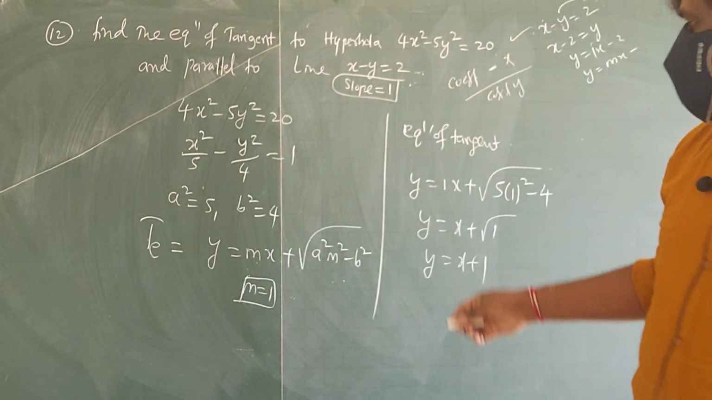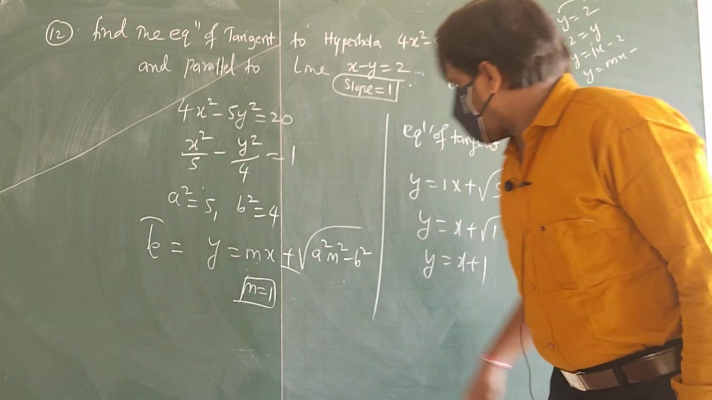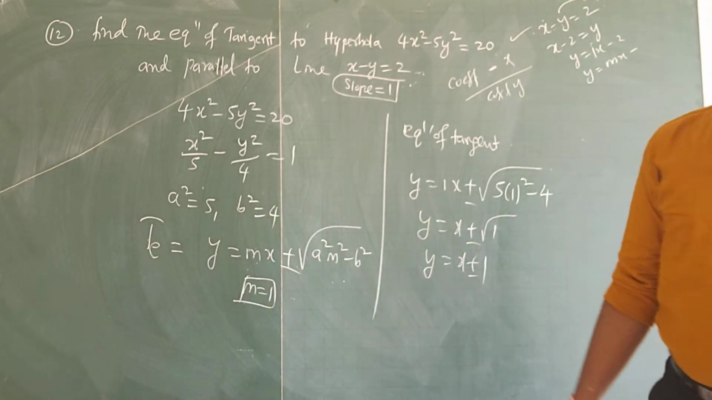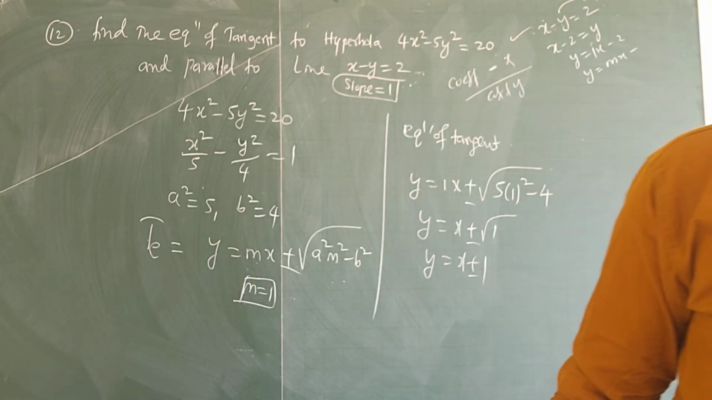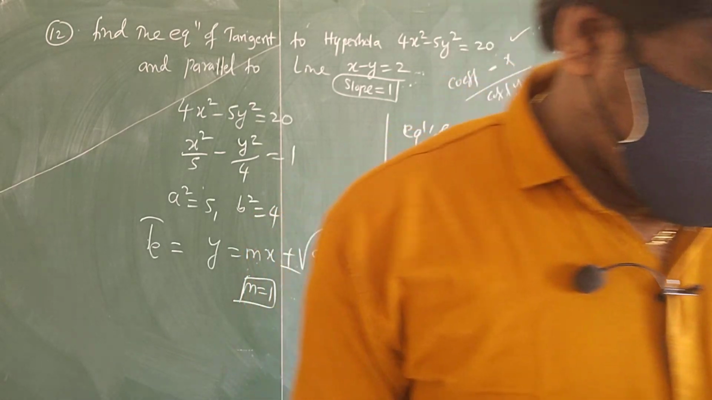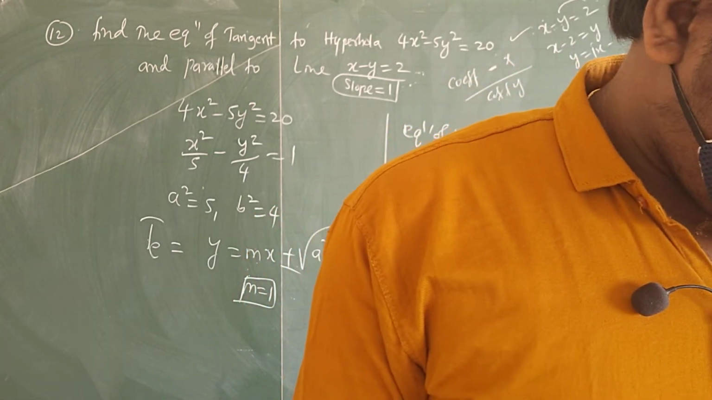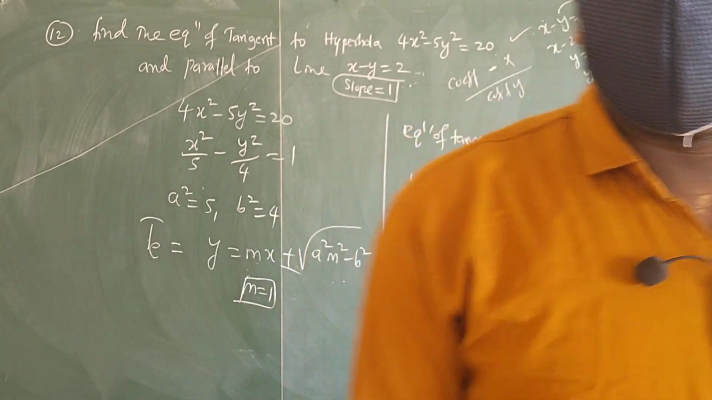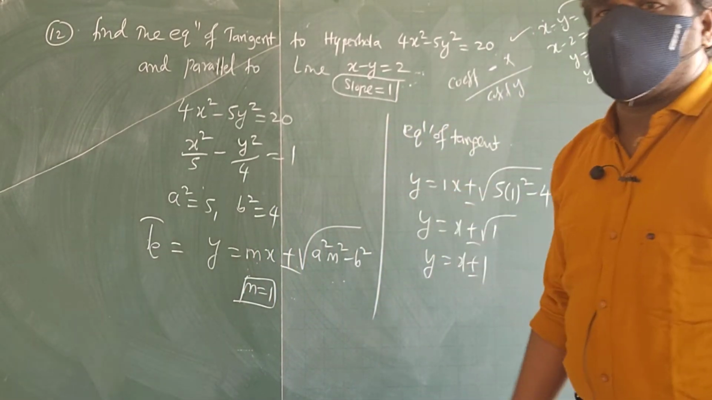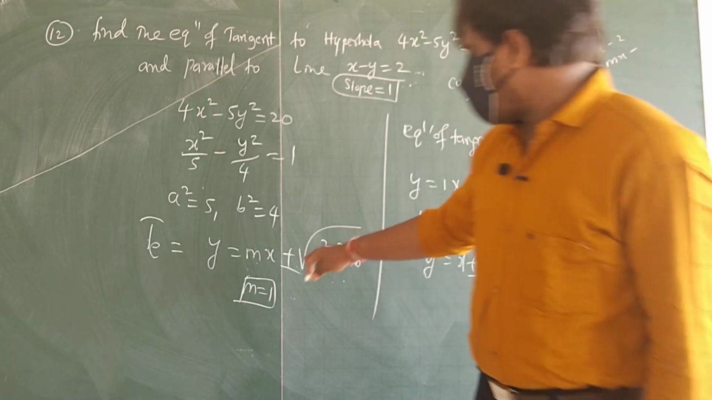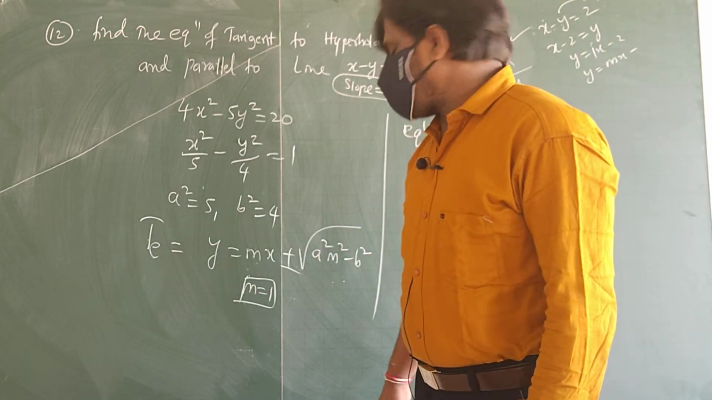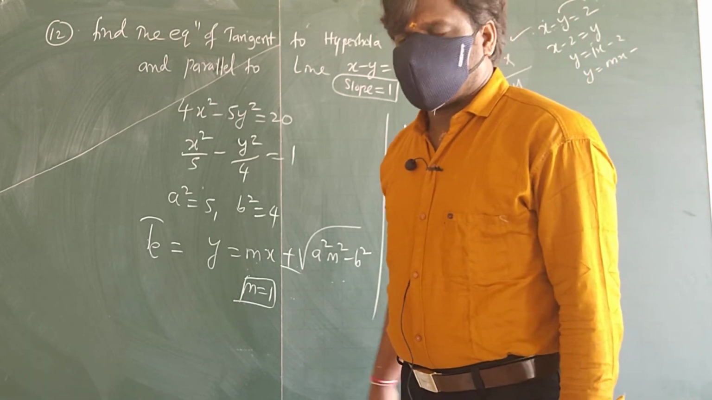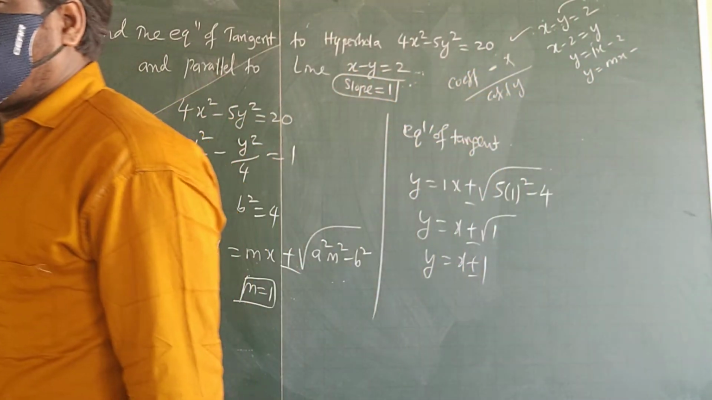See, what is the formula? y is equal to mx plus or minus under root of a square m square minus b square. Right? Here the equation of the tangent is y is equal to mx plus or minus under root of a square m square minus b square. So in the previous question also, make it plus or minus. Answer.